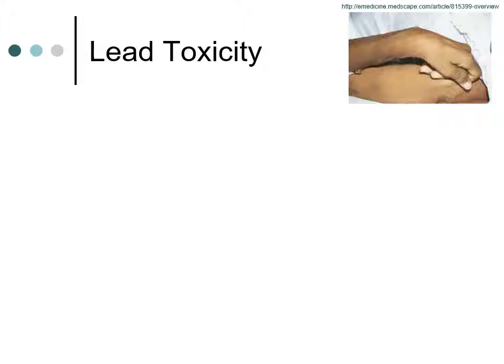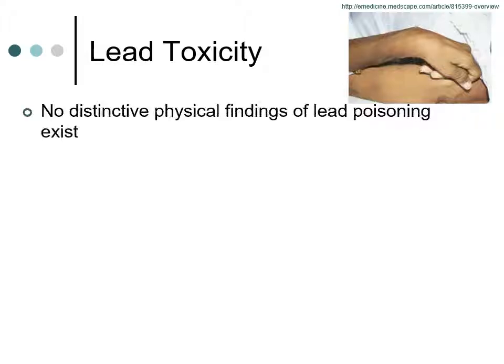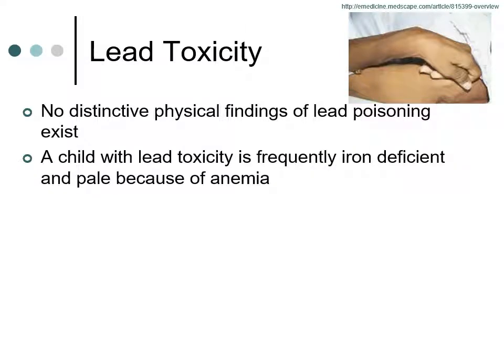Now, these patients tend to be iron deficient as well, so they may look pale due to anemia, which is another thing you're looking for. The more serious neuro symptoms you can expect to see are things like peripheral neuropathy, such as foot drop and wrist drop. You also see a lot of occupational exposures. Typically kids are more often affected, but adults can still see this at higher levels.